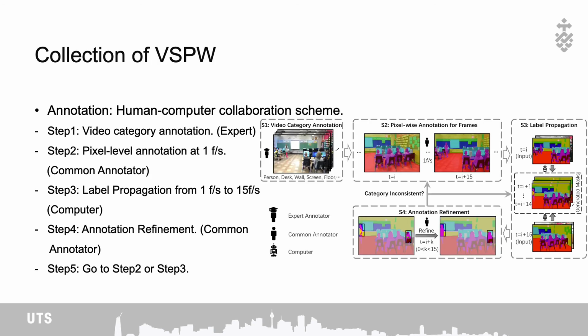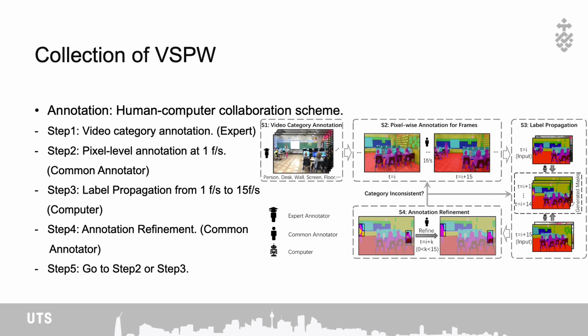Collecting such a large-scale dataset for video semantic segmentation is not easy, so we use a human-computer collaboration strategy. Step 1, some expert annotators provide video category annotations. Step 2, common annotators provide pixel-level annotations at 1 frame per second.